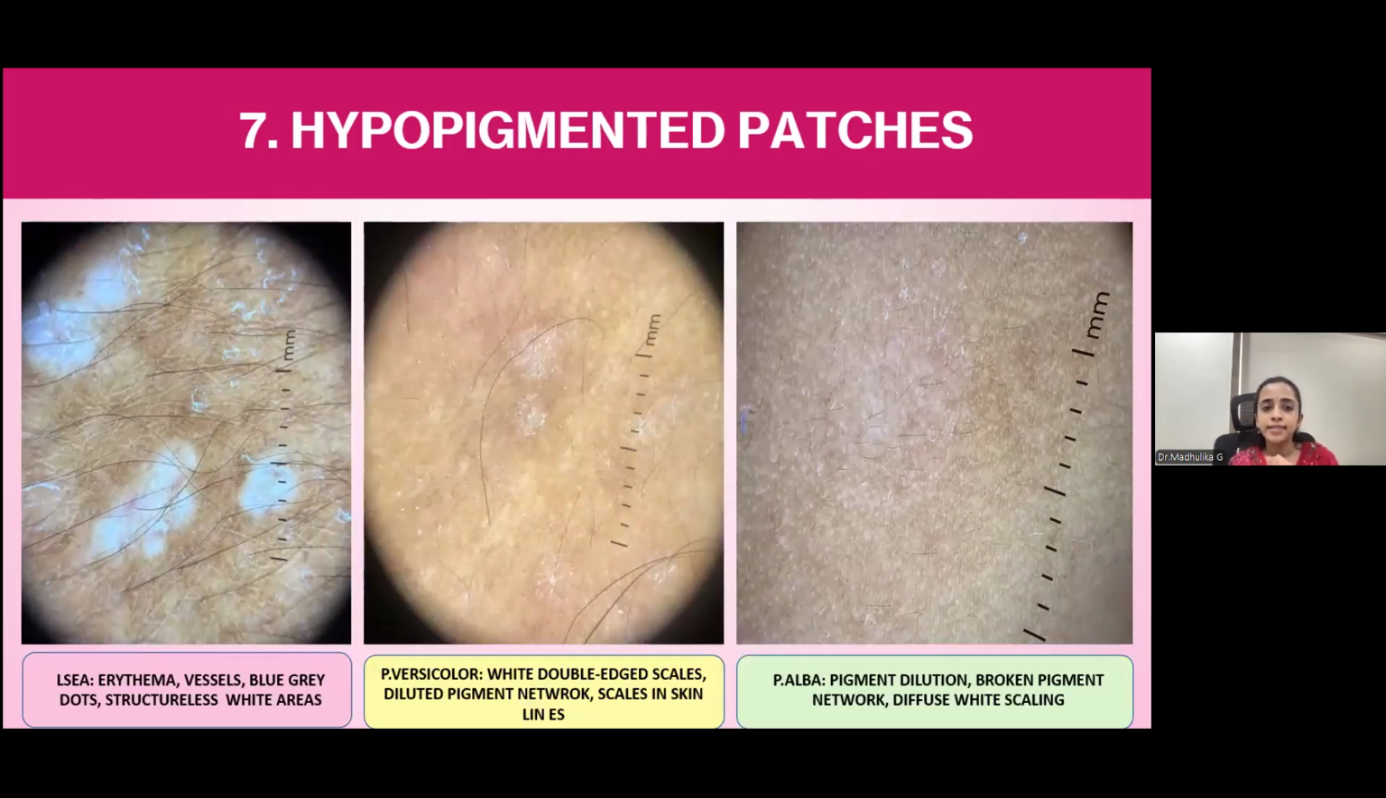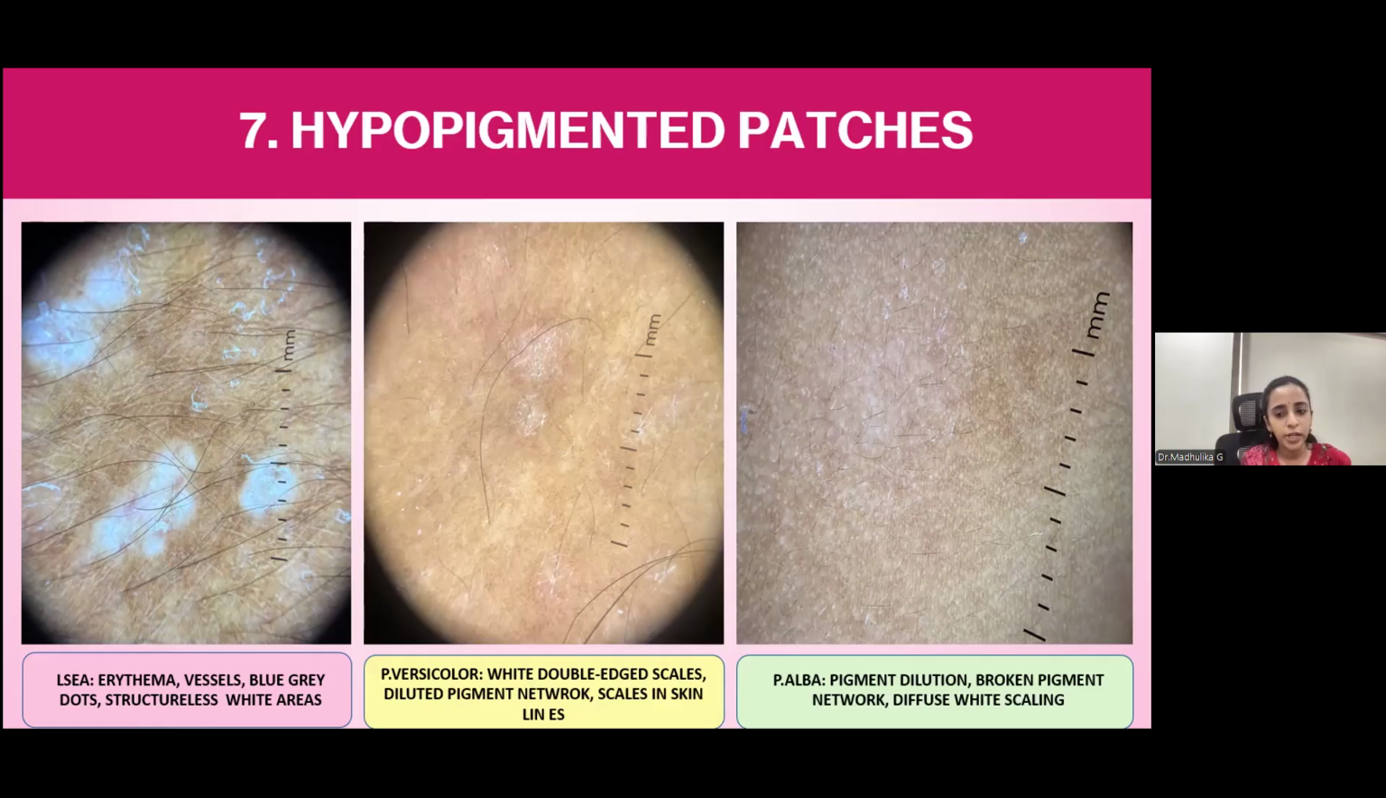And again, lichen sclerosus et atrophicus, right? Here, because of the inflammation, you see that there is atrophy and sclerosis that you note. So because of this, you see the erythema, the vessels, the blue-gray dots, structureless white areas. But it is differentiable from vitiligo. In versicolor, you see a little bit of scaling, and the pigmentary network, even though it's diluted, is actually present, and the scales are within the skin line markings.